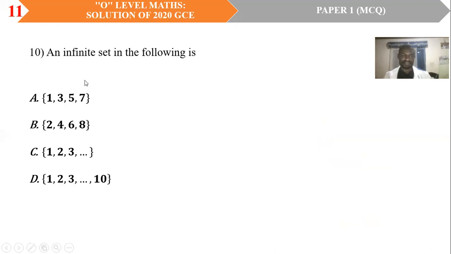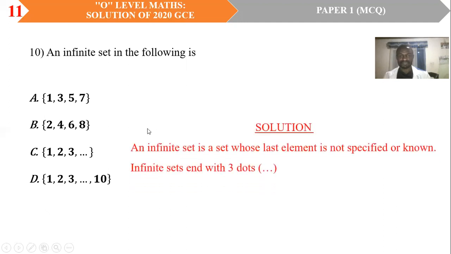An infinite set in the following is, solution. An infinite set is a set whose last element is not specified or known. Infinite sets end with 3 dots. So in this given set, the infinite set is phi, the set whose elements have no end.